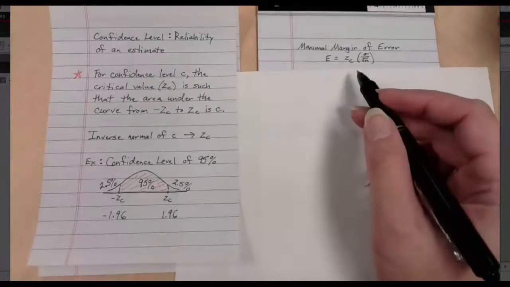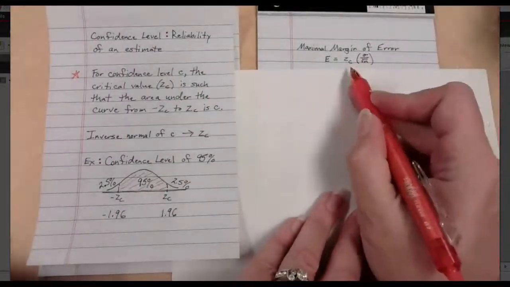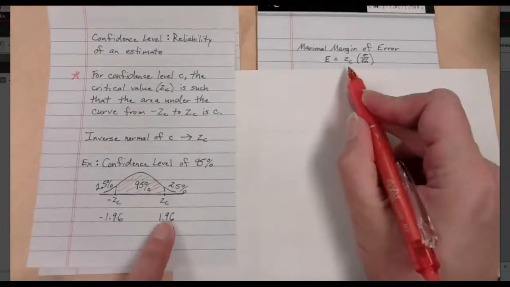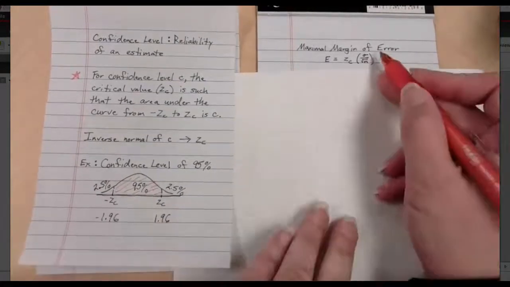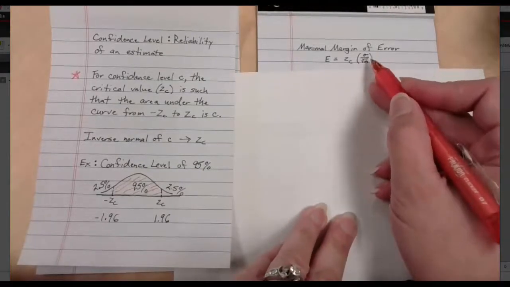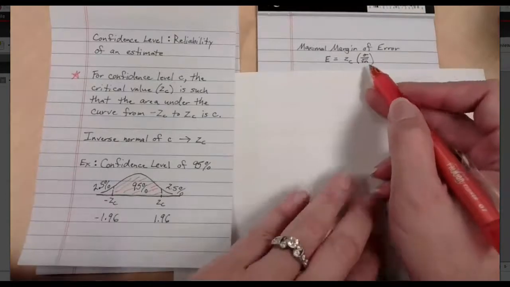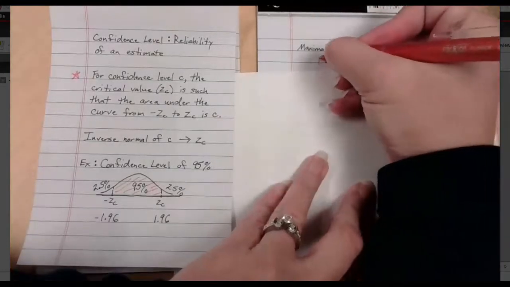The margin of error can be calculated by doing the critical value, which we just found, so this would be the positive one, the 1.96, times the standard deviation, which we said we know, divided by the square root of our sample size. This can be figured out where this formula came from.